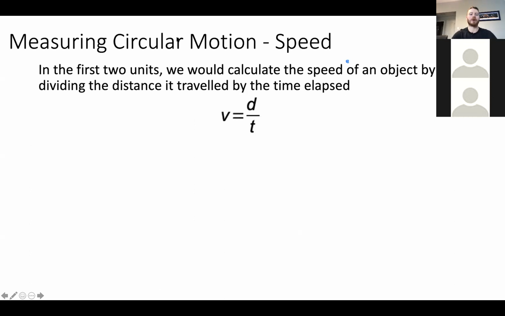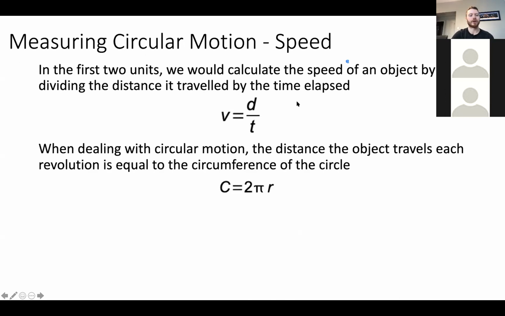Okay, now if we want to measure the speed of an object that is rotating in a circle, we can do this. Now, from the first unit in particular, we use this formula here. Velocity is equal to displacement over time, or speed is equal to distance over time. We're going to use that same formula to find speed for circular motion, although it's going to be a little bit different. So when dealing with circular motion, the distance the object travels each revolution is equal to the circumference of the circle.